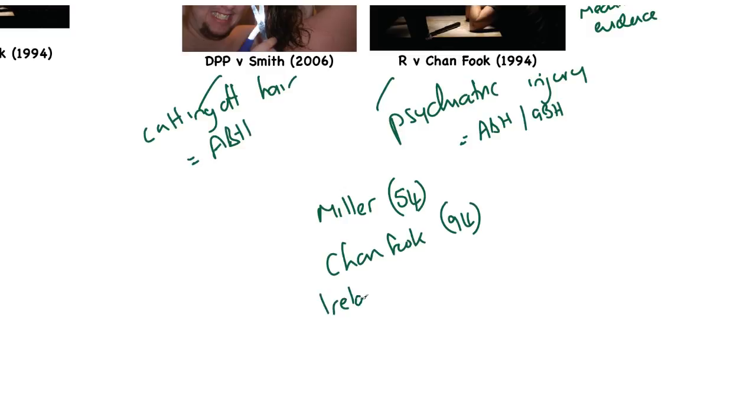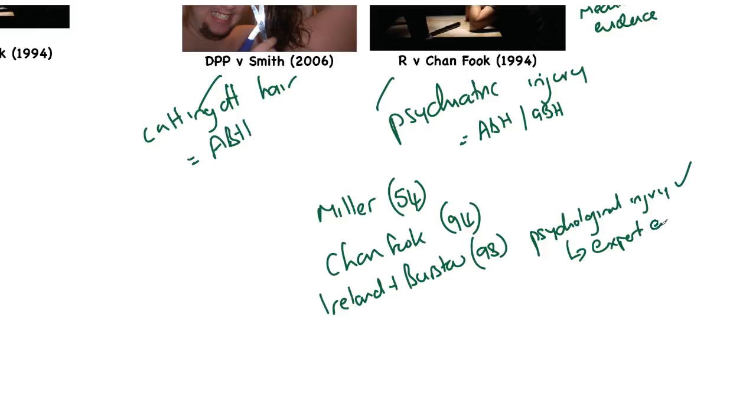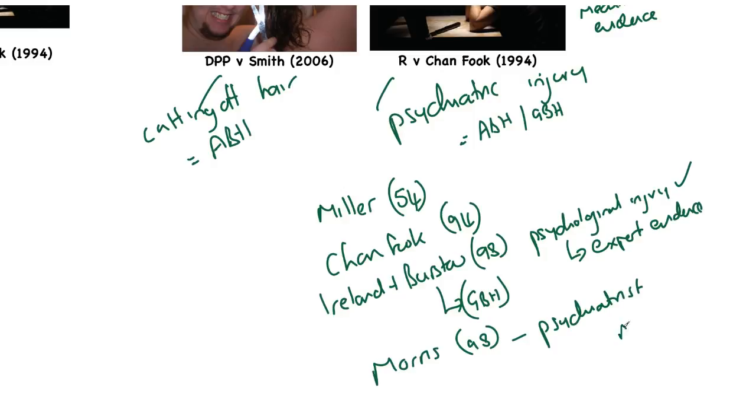We then looked at the two cases, if you remember, of Ireland and Burstow, which were 98 cases, and we looked at those when we looked at assault, didn't we? Ireland and Burstow confirmed Chan Fook and held that psychological injury can amount to ABH, but what it confirms again is that there has to be expert evidence associated with that. Burstow goes on to suggest even further that psychological injury can be GBH. And lastly, the last case, also late 1998, which is Morris, says that in relation to psychological injury, expert evidence must be given by a psychiatrist and not a general practitioner.